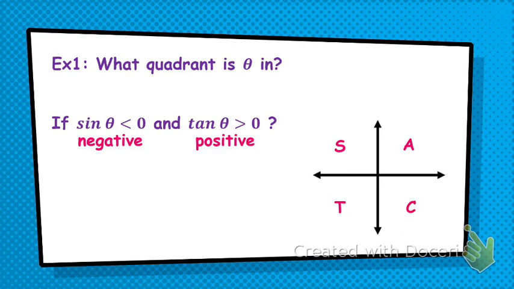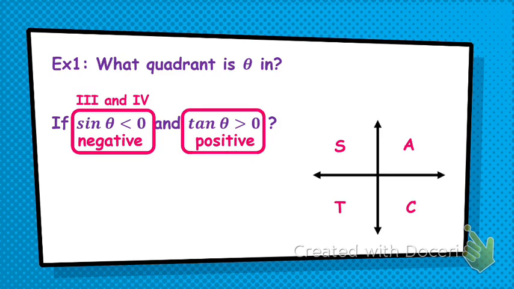So where is sine negative? Sine would be negative in quadrants 3 and 4 because everything's positive in quadrant 1 and sine is positive in quadrant 2. So tan is positive in what quadrants? Well, everything's positive in quadrant 1 and it's also positive in quadrant 3. So where is both of these things true at? It's in quadrant 3. So that's where our theta lies.